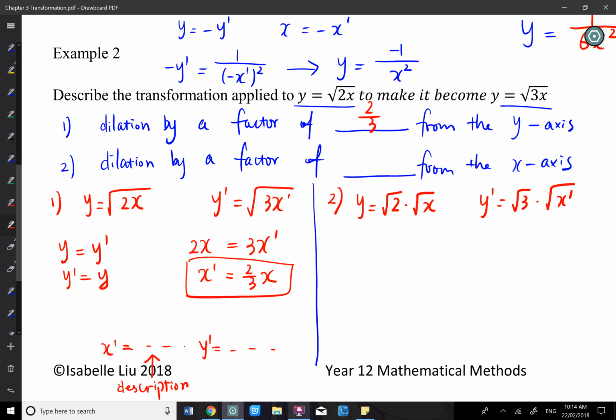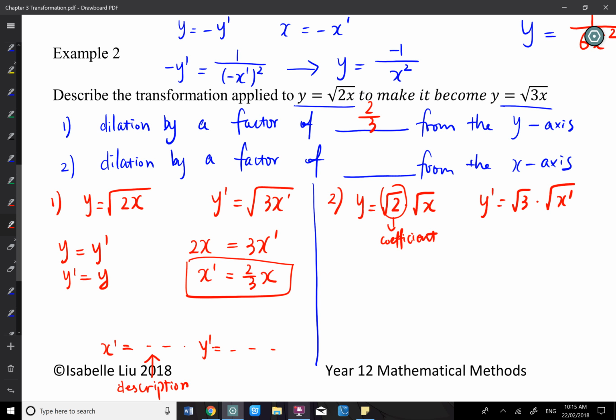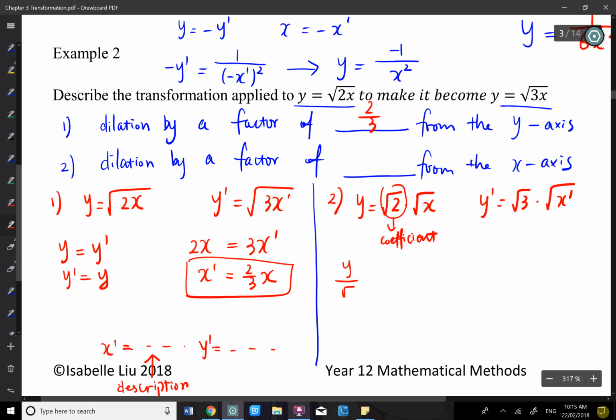So you need to know if you want to change from the x-axis, it means you're changing y. There's nothing happened to x. I want to make that as clear as possible. There's no coefficient on x, and now this becomes a coefficient. I don't want a coefficient on my right hand side. I want the coefficient only on the left hand side. I only want to leave the square root rule with x on one side. So I will have y equals root 2 root x, and y dash equals root 3 root x dash.